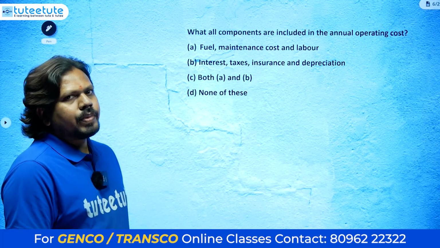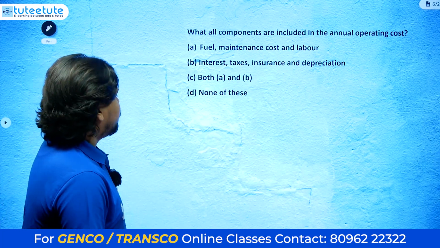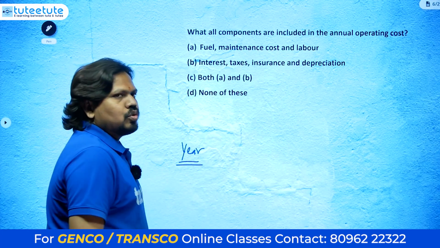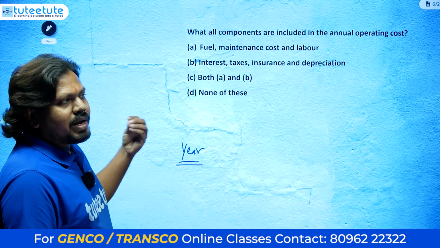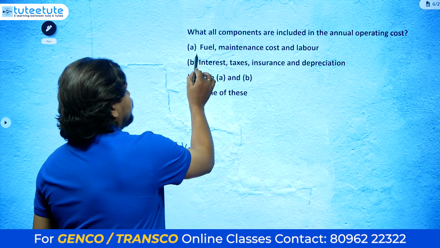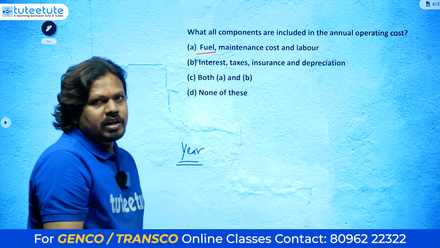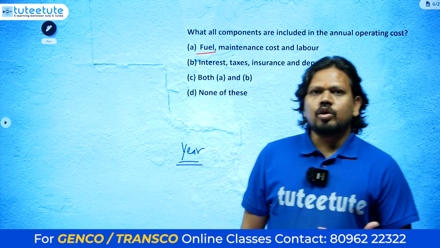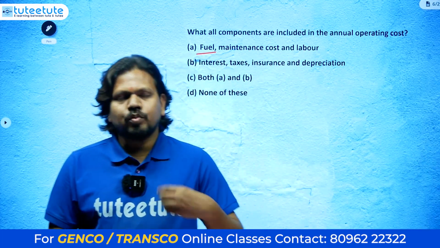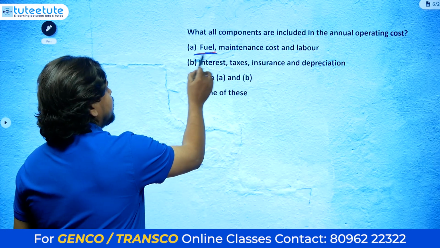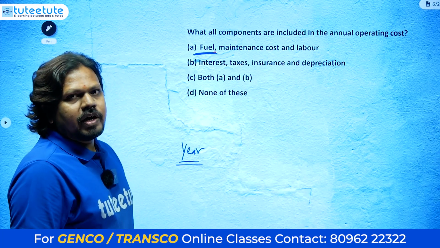What will decide the annual operating cost? For the entire year, what are the considerations? What is the money we are spending on? We need to observe from the options. Fuel, definitely, it is operating only. Whenever more output is required, definitely more fuel we need to spend. That means more input we need to spend. That's why fuel will be varied, and it will come under the operating cost.